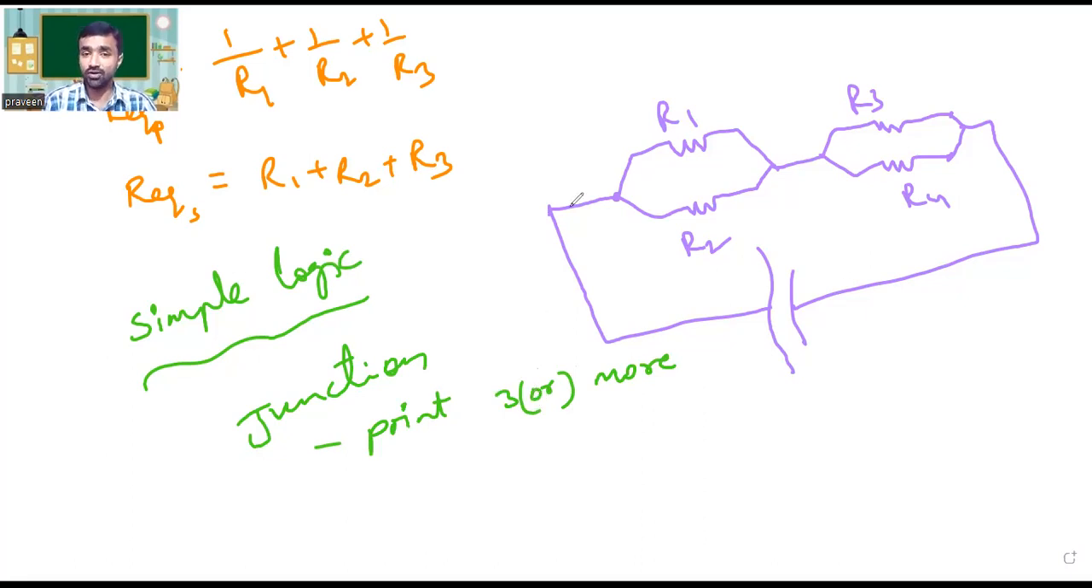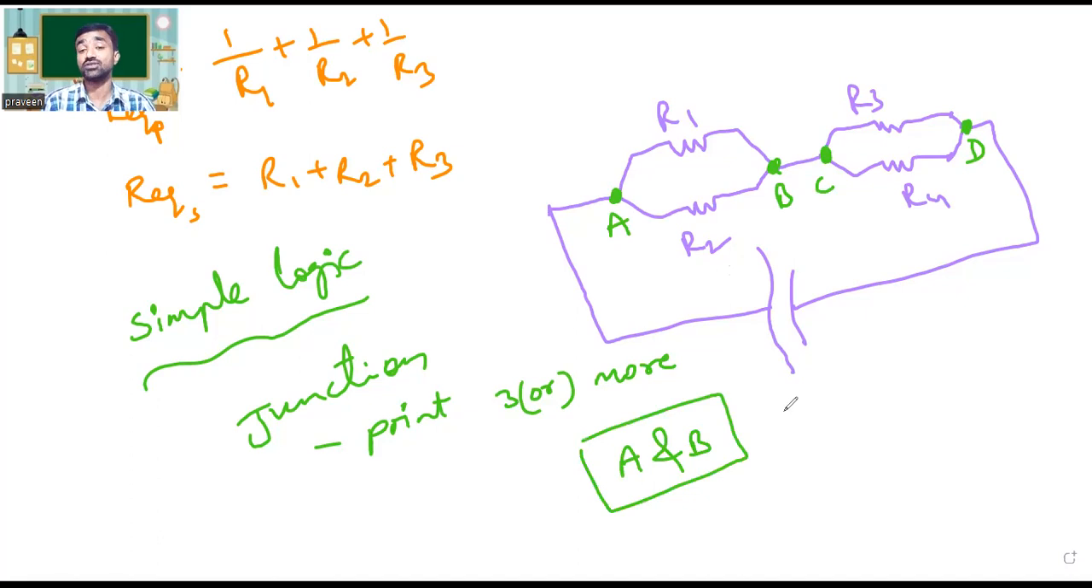So now identifying the junctions here. This is one of the junctions. This is also a junction. Here is one junction, here is the other junction. Right? So here, naming the junctions A, B, C, D. Between A and B, are there any resistors? Yes, R1 and R2 resistors are there.